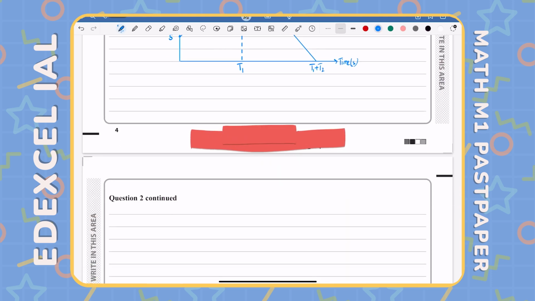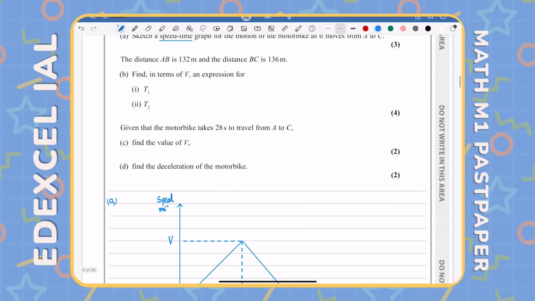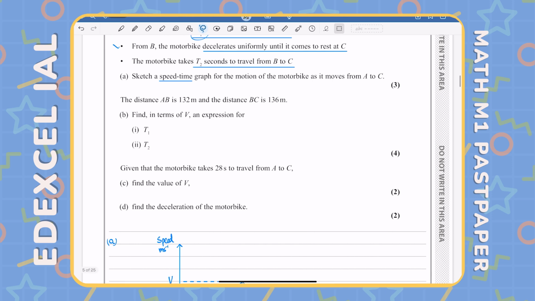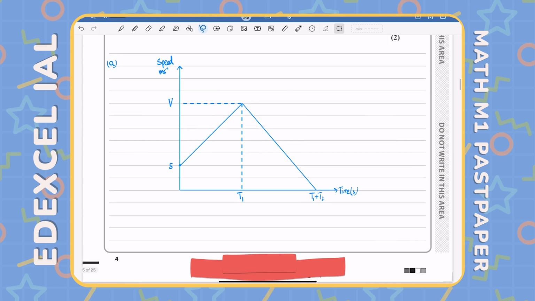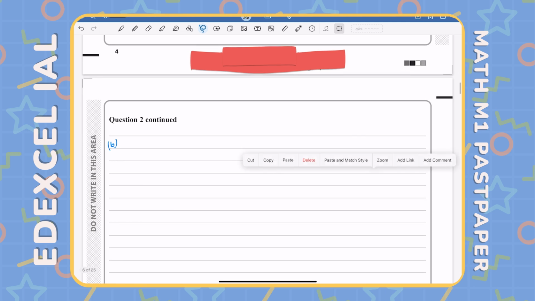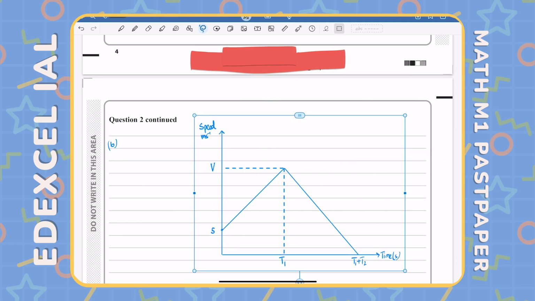Part B. Let's see what part B says. The distance AB is 132 meters and the distance BC is 136 meters. Find in terms of V an expression for T1 and T2. Because the question asked us to draw a speed time graph, I'm not going to mess up this diagram, but I will be using it to answer part B.